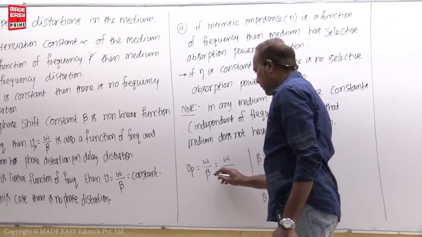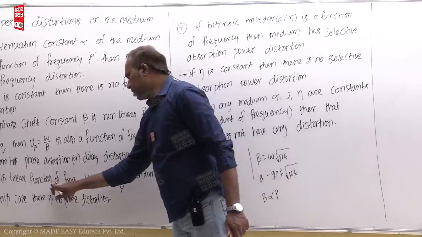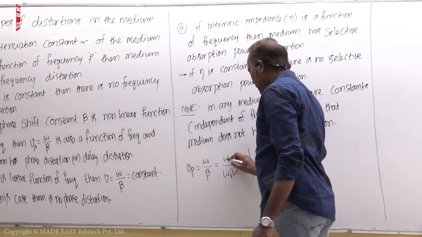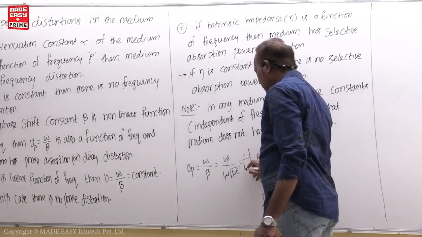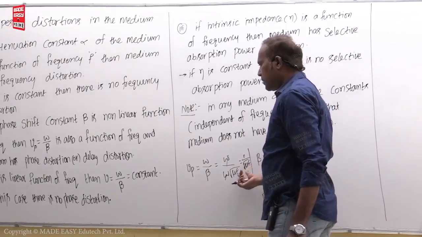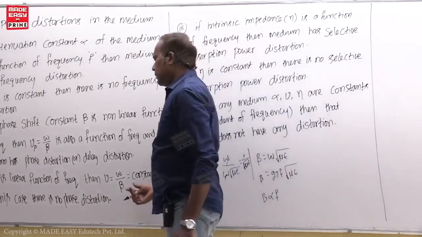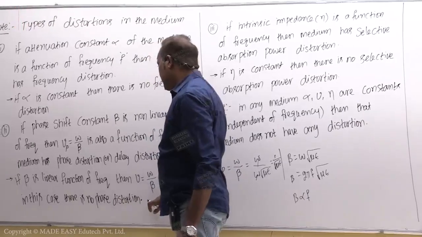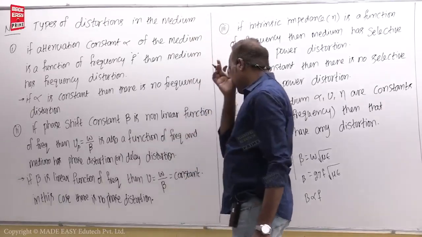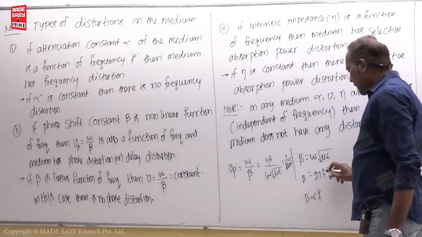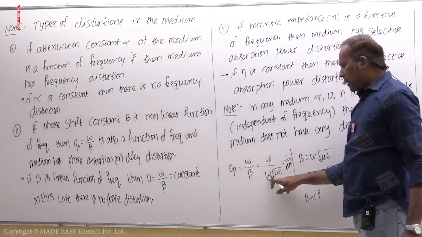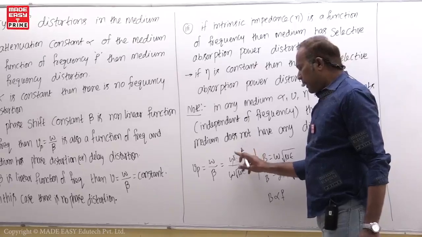If beta is a linear function of frequency, then omega root mu epsilon, the omega cancels, leaving 1 by root mu epsilon. So it is a constant. Now it is not a function of frequency. In this case, there is no phase distortion. For example, if beta is a nonlinear function of frequency, then what happens here? Frequency comes, f square also comes. Then here f is there. For example, here f square comes and f by f square.